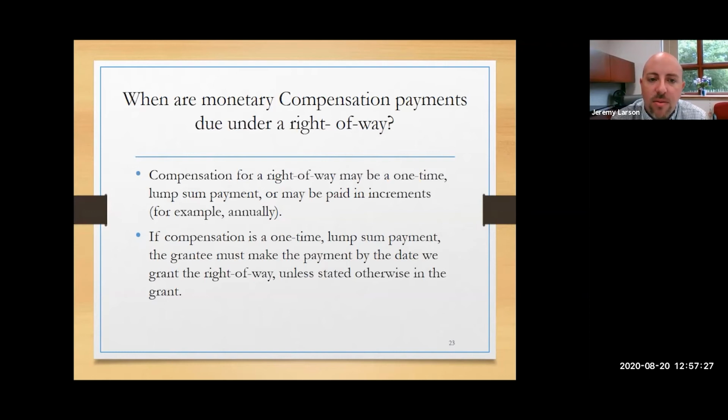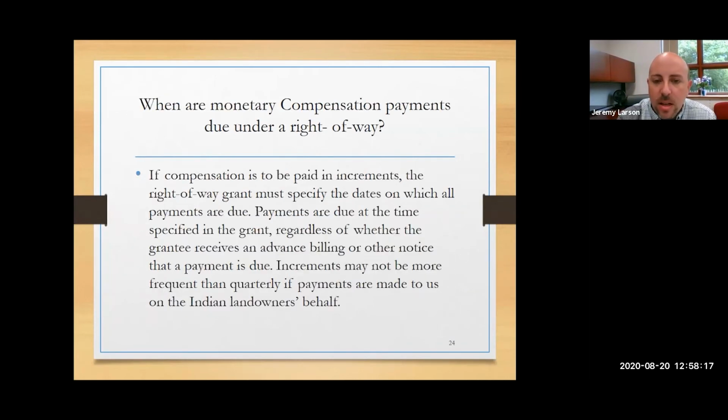Each right-of-way is different. It all depends on what you've negotiated with the tribe or with the individual Indian landowners. Usually for a right-of-way, it's a one lump sum payment that's made and goes into what we call the lockbox. And then the Office of Special Trustee gets involved with that, with the individual Indian landowners and or the tribe. And that's a process on our end. But of course, we keep the applicant up to date on all that information. Again, increments may not be more frequent than quarterly if payments are made to us on the Indian landowner's behalf.